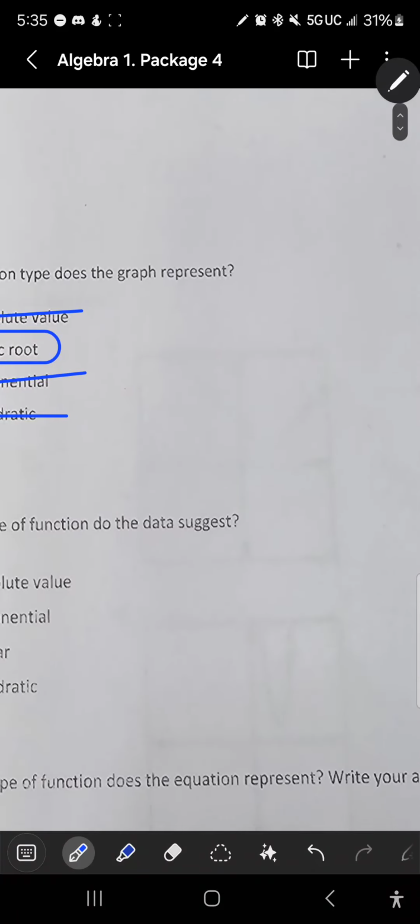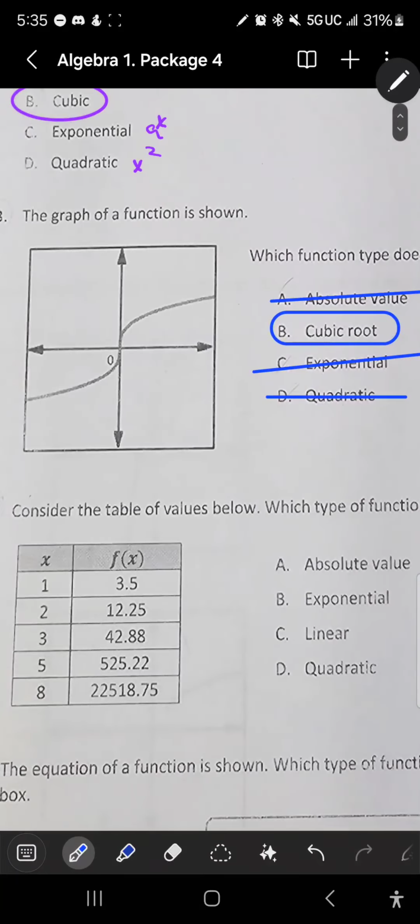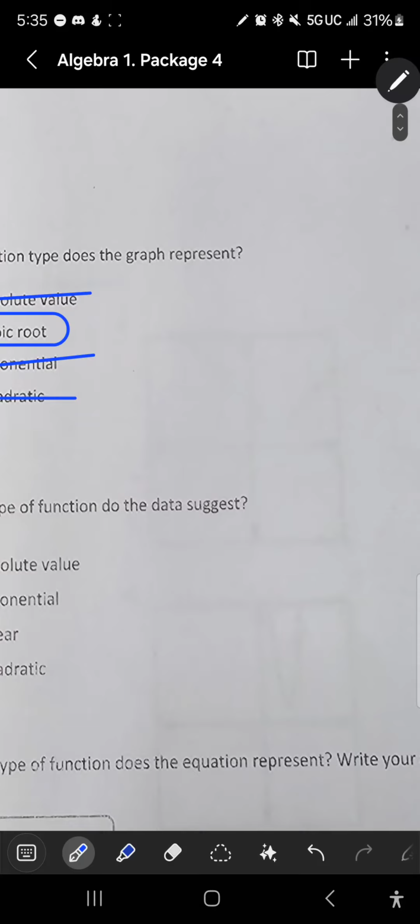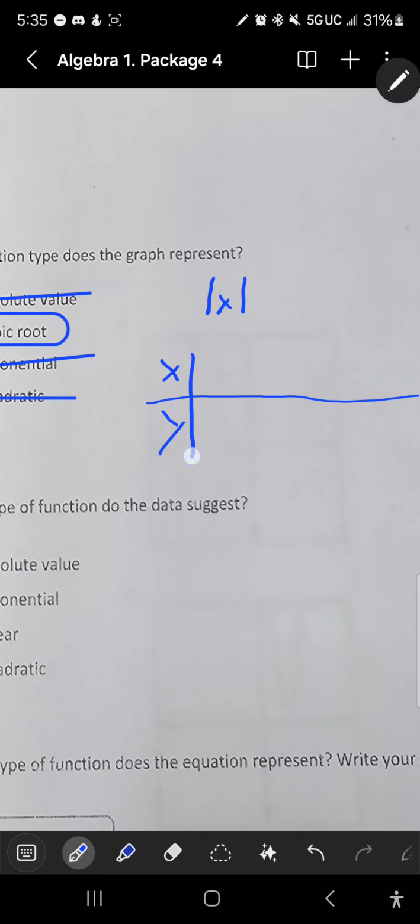For example, they're asking you to graph an absolute value, or true or false, is this an absolute value? You're going to say, okay, an absolute value will be an absolute value of x. So I'm going to start plugging in values first. I have my x and my y. When x equals 0, the absolute value of 0 is just 0. So 0 is going to be here.